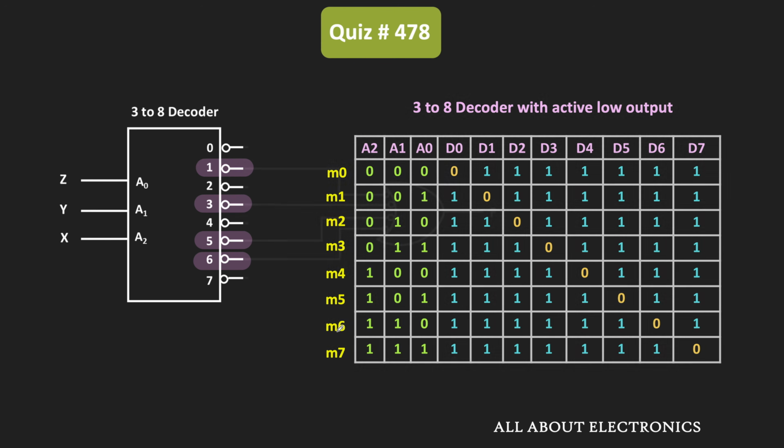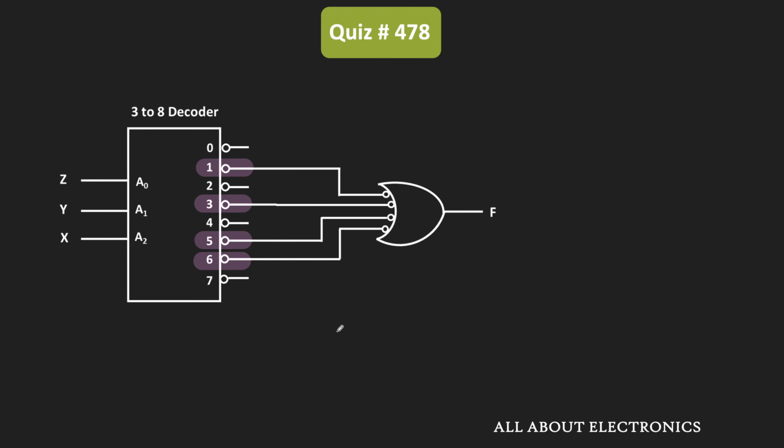So in this question, these outputs 1, 3, 5 and 6 are connected to the OR gate. And if you observe, all the inputs of this OR gate are active low. So let's say the inputs to this OR gate are A, B, C, D and the output is F. Then this output F can be given as A bar plus B bar plus C bar plus D bar. Meaning that when that specific input is low, the output of this OR gate will become 1.